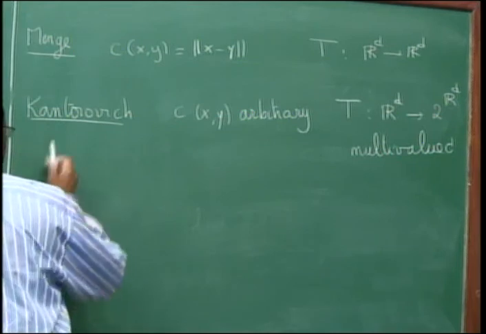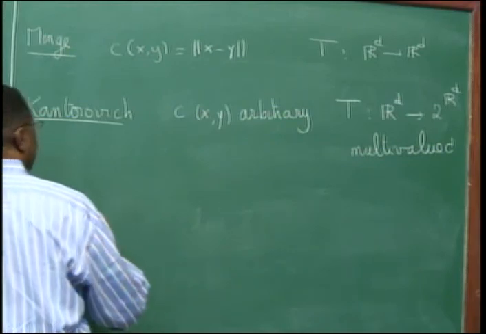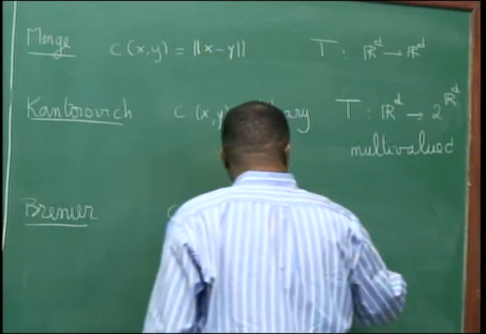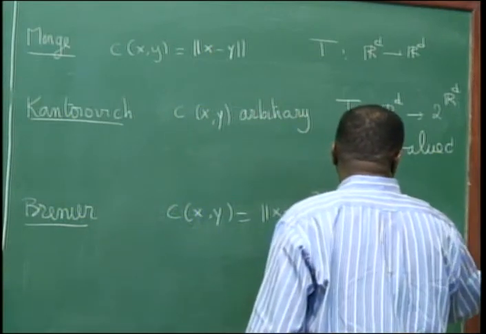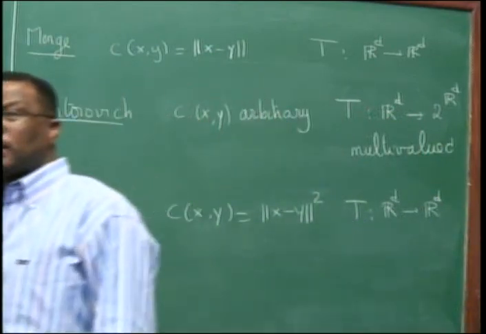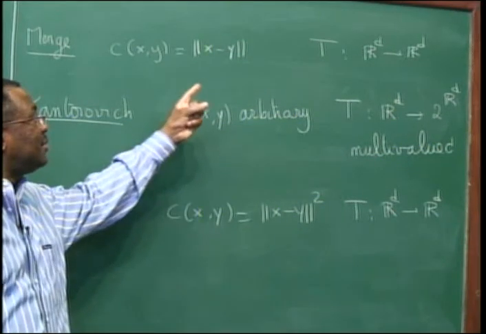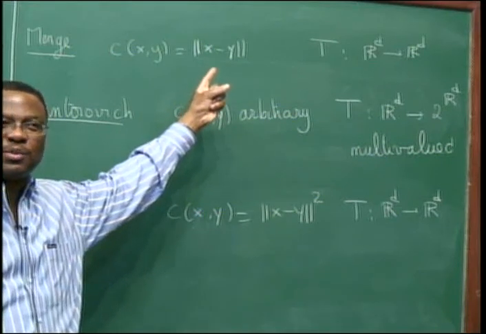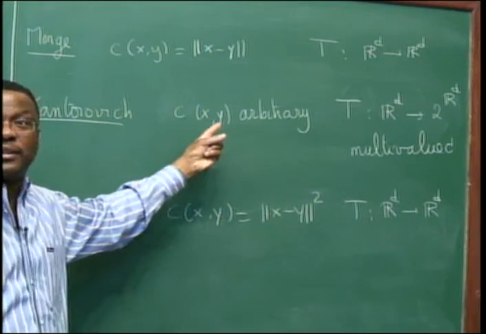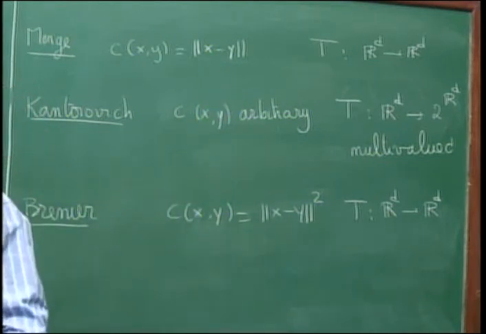And then several people, Brenier, C of x,y equal to the square of x minus y, and the T from R^d to R^d. Okay. So one may think he's not attacking the real problem. Why is he not studying the Monge problem? He introduced a cost function, claiming that Kantorovich said you can take any cost function. In particular, you can take this one. Why isn't he taking the Monge cost?